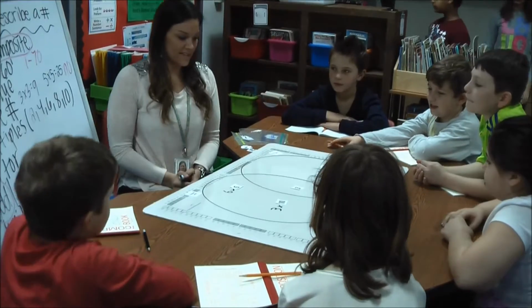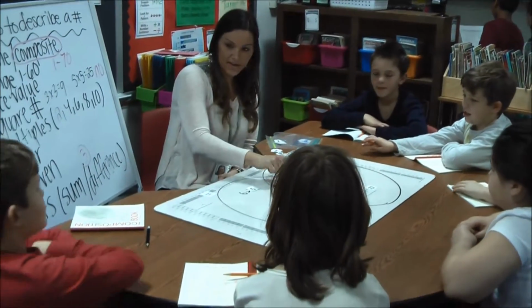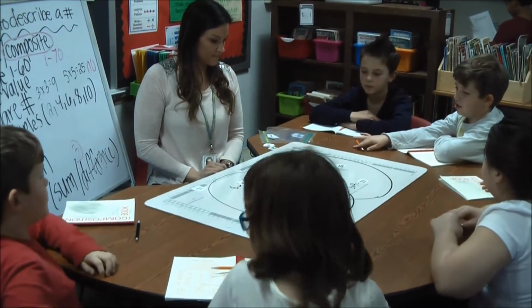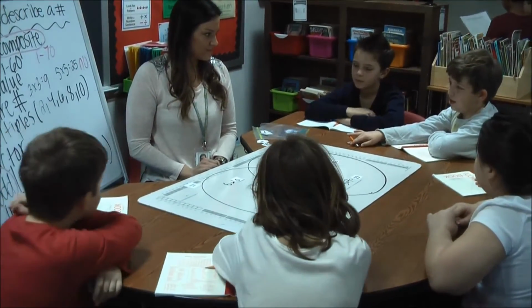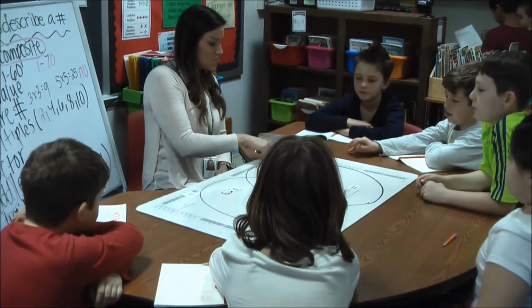Ooh, our first one in the center. Kyle, why did Andrew put this in the middle? Because 3 times 1 equals 3 and 3 times 10 equals 30. Ooh, okay, so we know it's a factor of 30, and we know it's a multiple of 3.